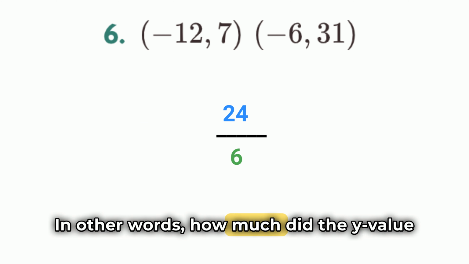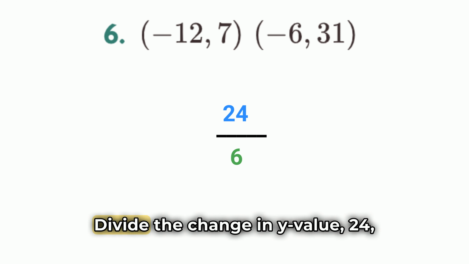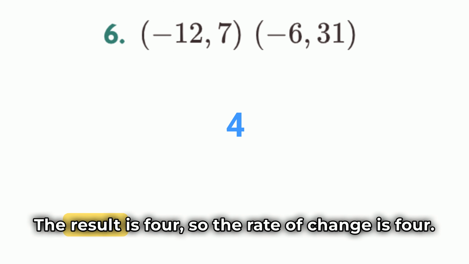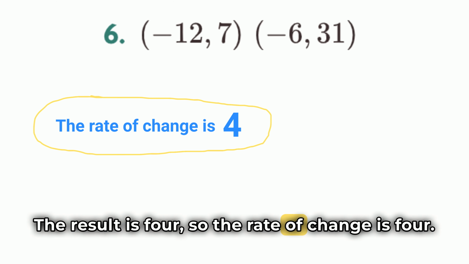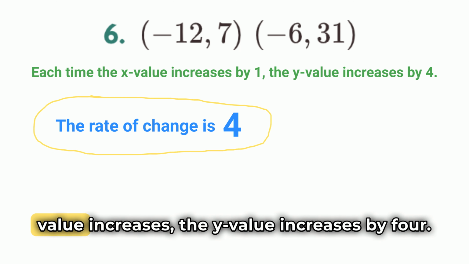In other words, how much did the y value change for each 1 unit of x value? Divide the change in y value, 24, by the change in x value, 6. The result is 4. So the rate of change is 4. This means that for every 1 unit the x value increases, the y value increases by 4.